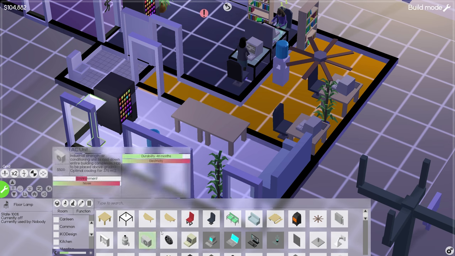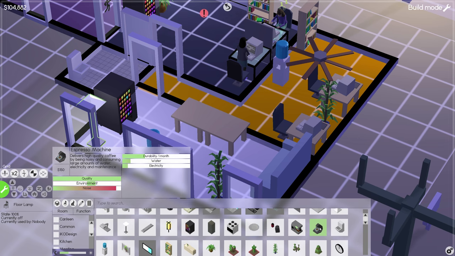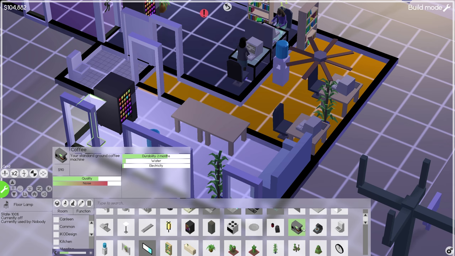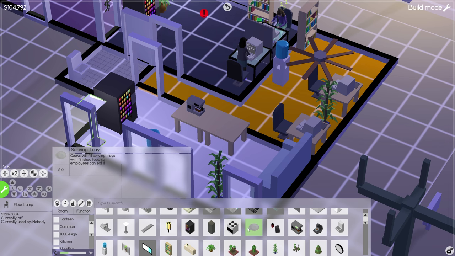Break room. Back to that task. We want a coffee machine. Quality, noise. Yeah, we don't care about noise. What about an espresso machine? Ooh, yes. Durability: 1 month, 2 months, 3 months. Does it only last that long? I am not entirely sure. We're gonna see for that. How about just a standard coffee machine? Let's not go too crazy here. Hope that's the right side.